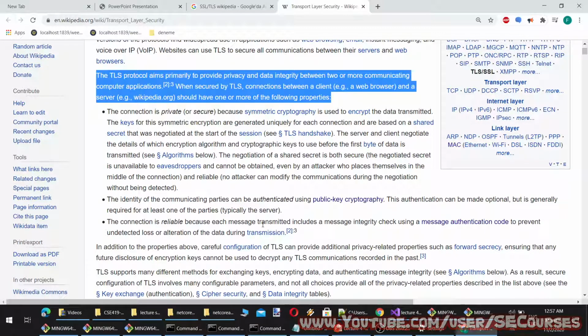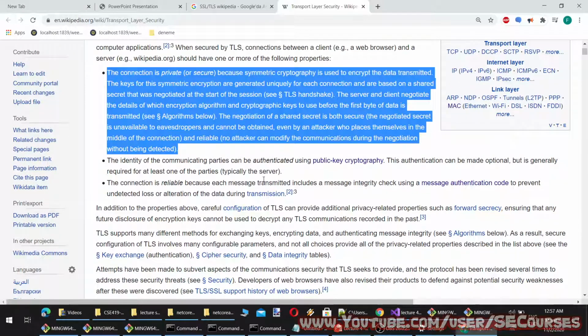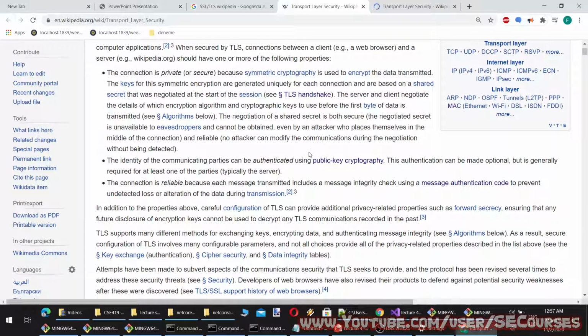The TLS protocol aims primarily to provide privacy and data integrity between two or more communicating computer applications. When secured by TLS, connections between a client, e.g., a web browser, and a server, e.g., wikipedia.org, should have one or more of the following properties. Let's name it. The connection is private or secure because symmetric cryptography is used to encrypt the data transmitted. The keys for this symmetric encryption are generated uniquely for each connection and are based on a shared secret that was negotiated at the start of the session. See section TLS Handshake. The server and client negotiate the details of which encryption algorithm and cryptographic keys to use before the first byte of data is transmitted.